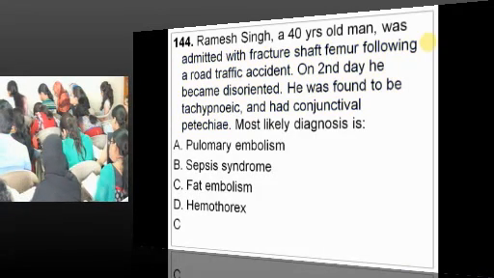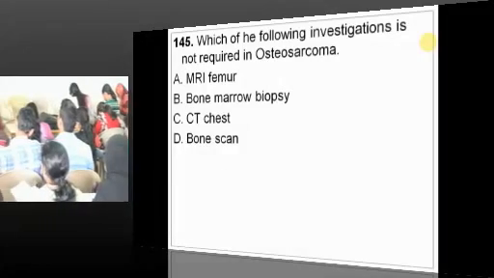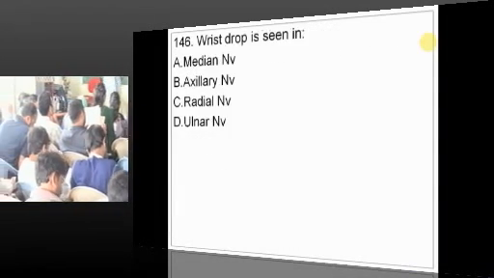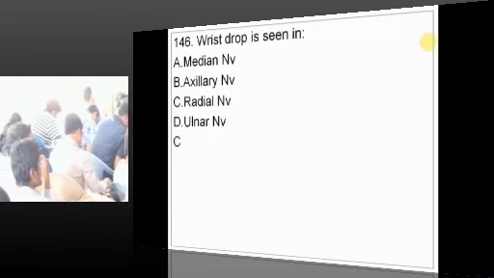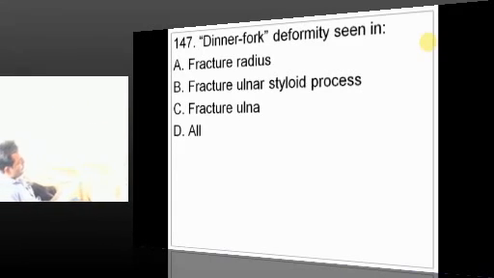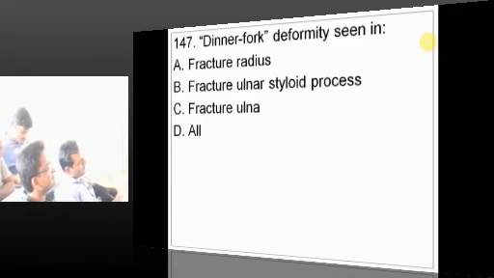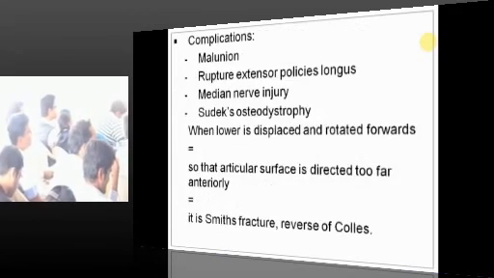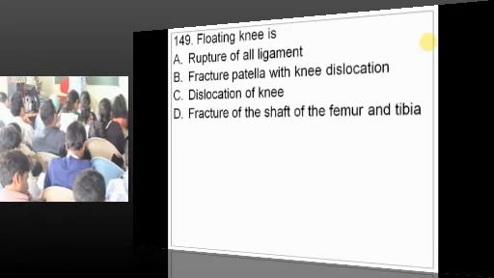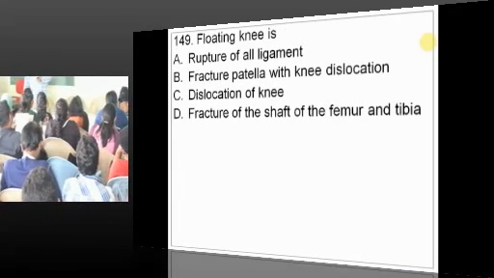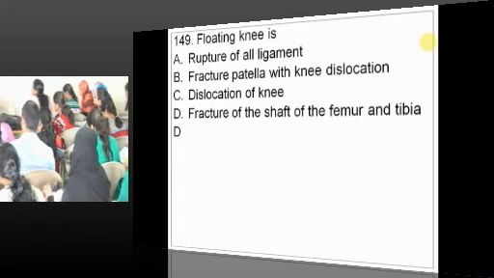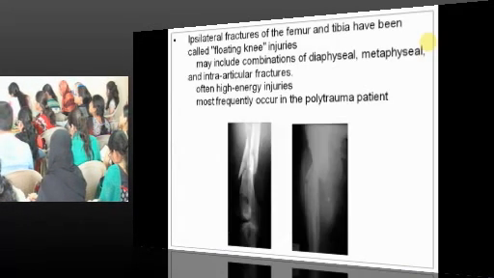Fat embolism. Quickly, no discussion needed for this. Osteosarcoma: bone marrow biopsy is not required. This drop is Radial nerve, just to make you happy that you also know orthopedics. Dinner fork deformity is Radius. Now osteosarcoma, this is a good question. Metaphysis. Floating knee is, where is it floating? Combined fracture of the femur and tibia shafts will lead to the knee floating anywhere it wants. Simple.